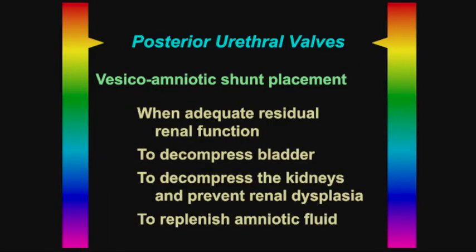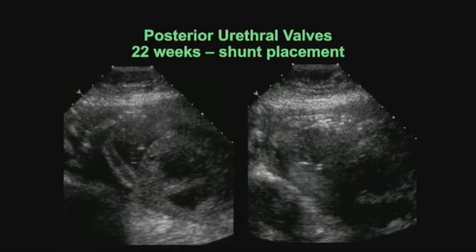And if there is adequate residual renal function, then we would put in a shunt to decompress the bladder and allow those kidneys to continue to grow and work, because this will now decompress the kidneys and prevent further renal dysplasia. There's a secondary benefit to putting in the catheter, and that is if you have a bladder amniotic shunt, you will replenish the amniotic fluid around the fetus, which permits growth of the fetal lungs to prevent pulmonary hypoplasia.